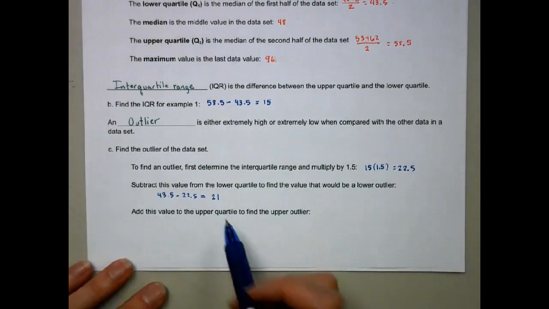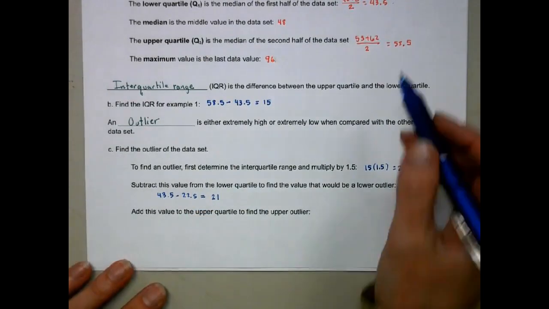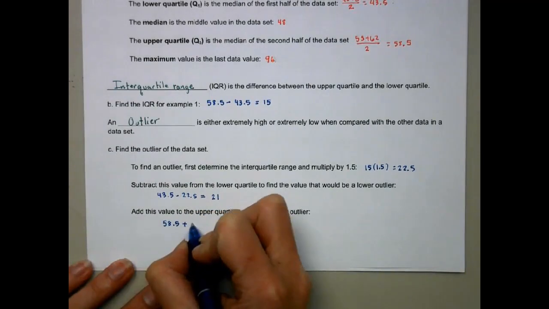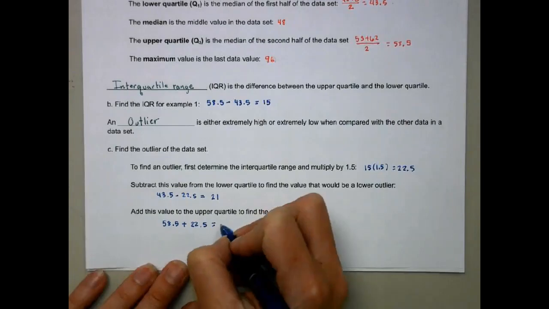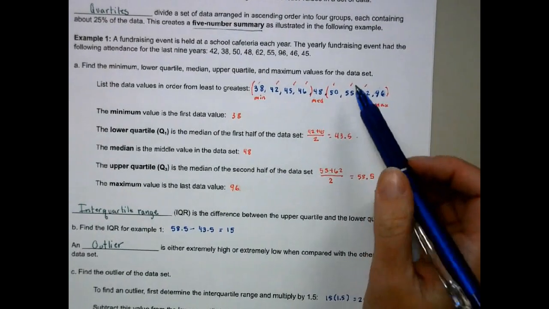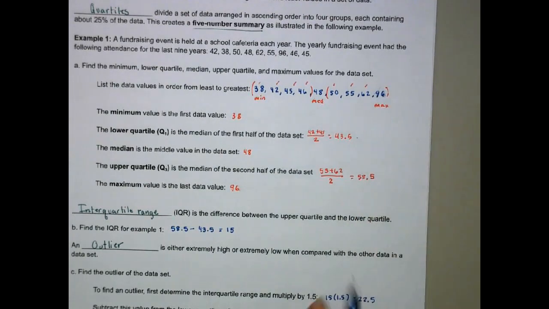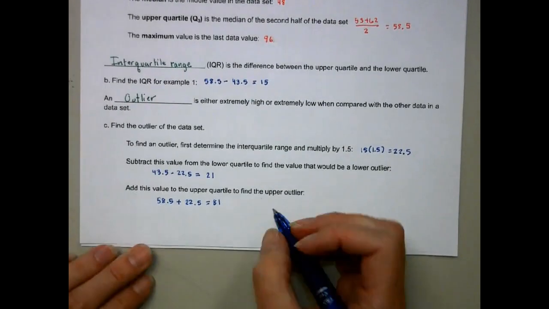For the upper boundary, we're going to take the upper quartile, which is 58.5, and add the 22.5, to get 81. Okay, well, if I look at my set of data, and I wrote the wrong number here, but my biggest value is 96. Well, 96 is bigger than 81, so that means 96 is an outlier.